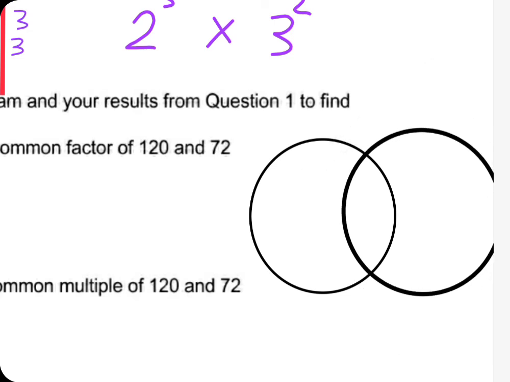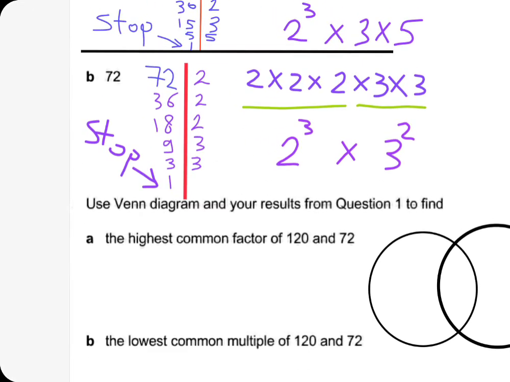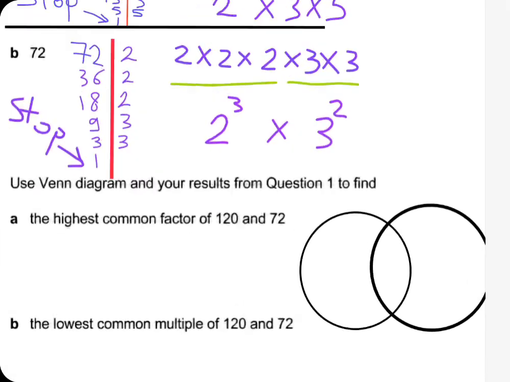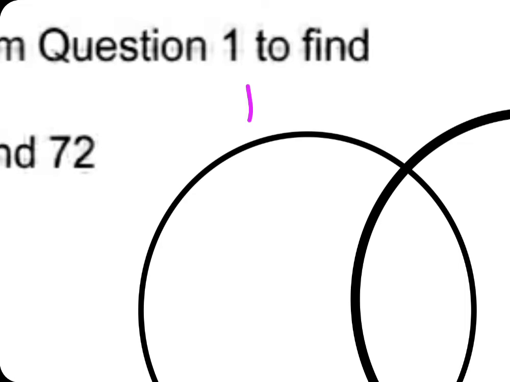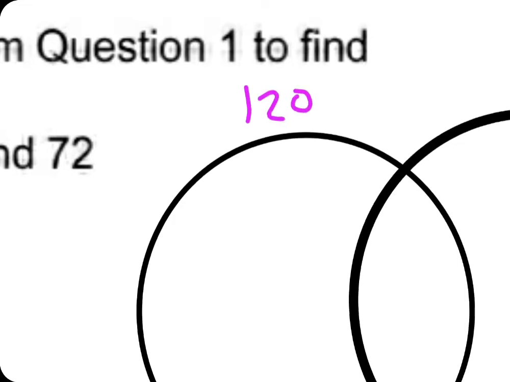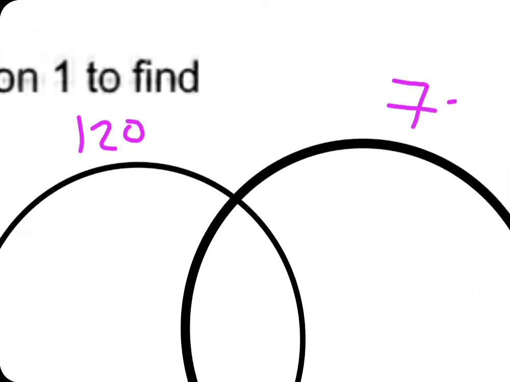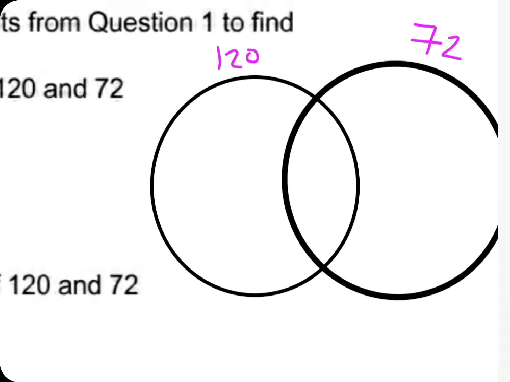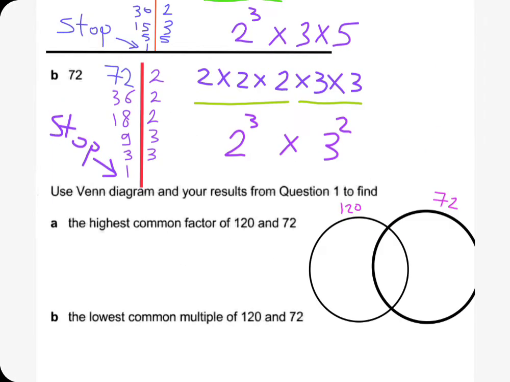Now, this circle here, we will put 120 and 72. Here we put 120, and here we put 72, for example. In the middle, we put the common factors, or the common prime factors between 120 and 72. Let's take them together and put them inside.